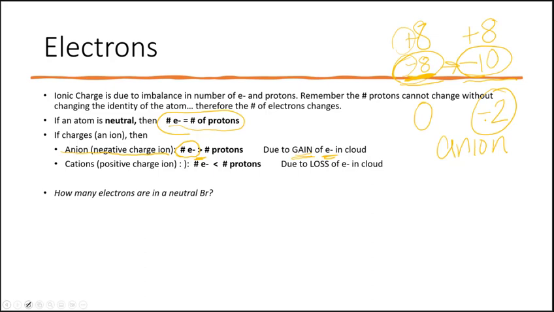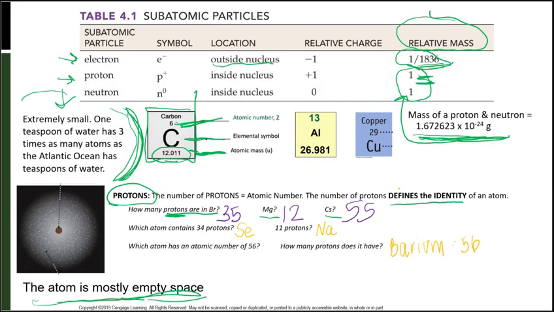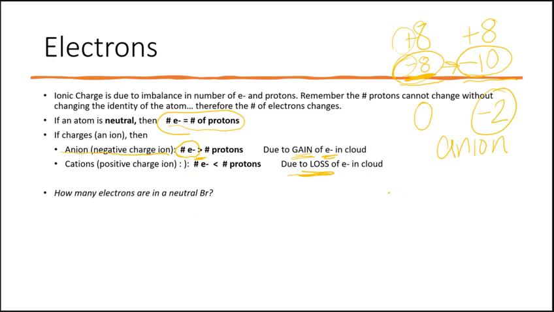Now I can also lose electrons. Let's use a different example. Let's say I have 11 protons. Those are positive. And I had 11 electrons, so I was neutral. But let's say I lost an electron. So I had 11 electrons, and I lose 1 electron. So now I have 10 electrons.